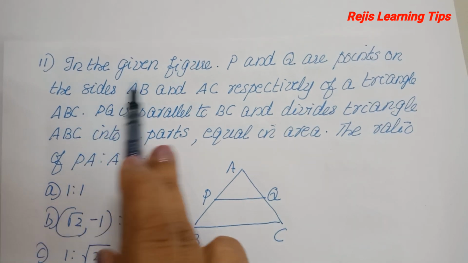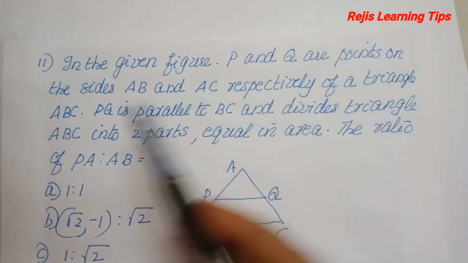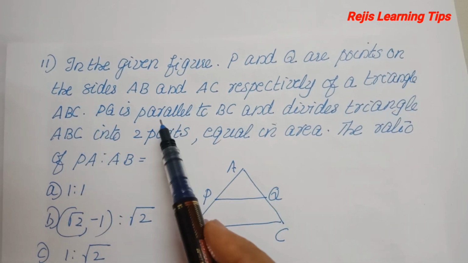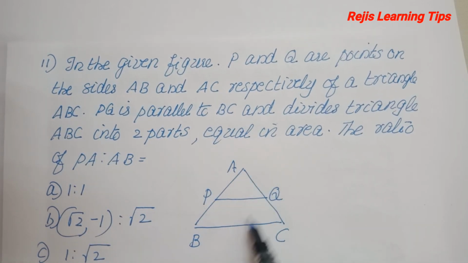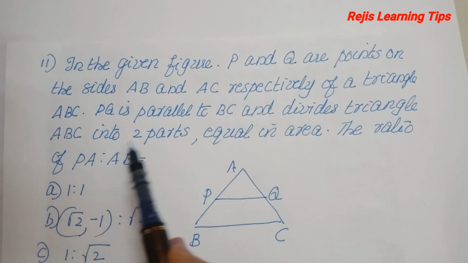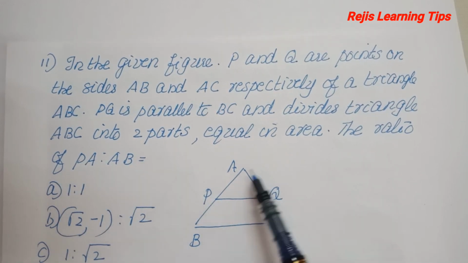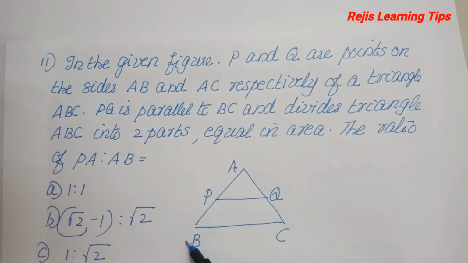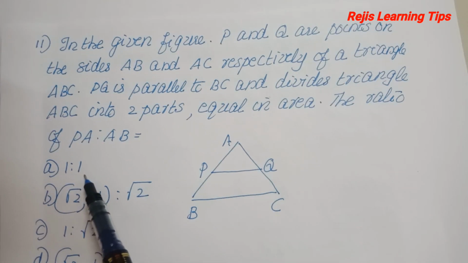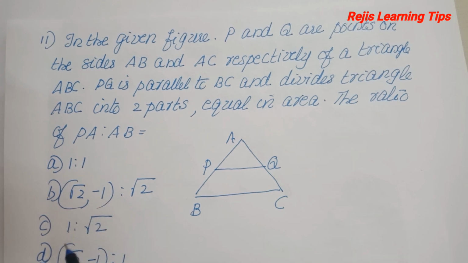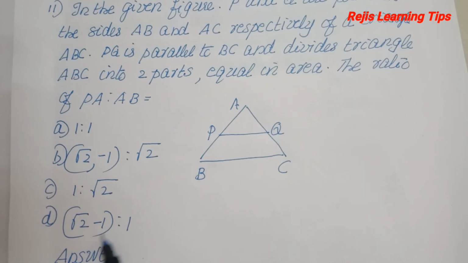The 11th question, in the given figure, P and Q are the points on the sides AB and AC respectively of triangle ABC. PQ is parallel to BC and divides the triangle ABC into two parts equal in area. The ratio of PA is to AB is 1:1, root 2 minus 1 is to root 2, 1 is to root 2, root 2 minus 1 is to 1.